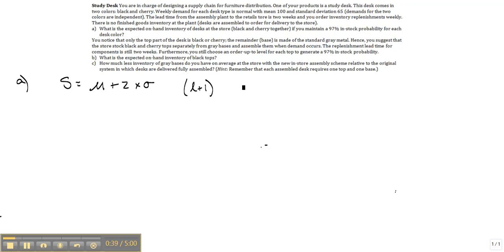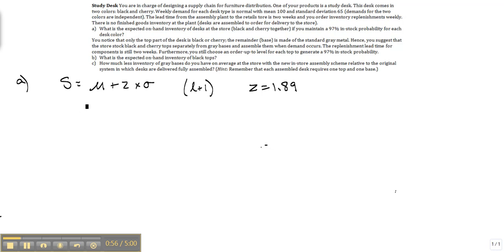We know that we're looking for an in-stock probability of 97%. So when we look this up in the standard normal distribution function table, we see that it corresponds to a Z value between 1.88 and 1.89. Using the round-up rule, therefore, we're going to use the Z value of 1.89.